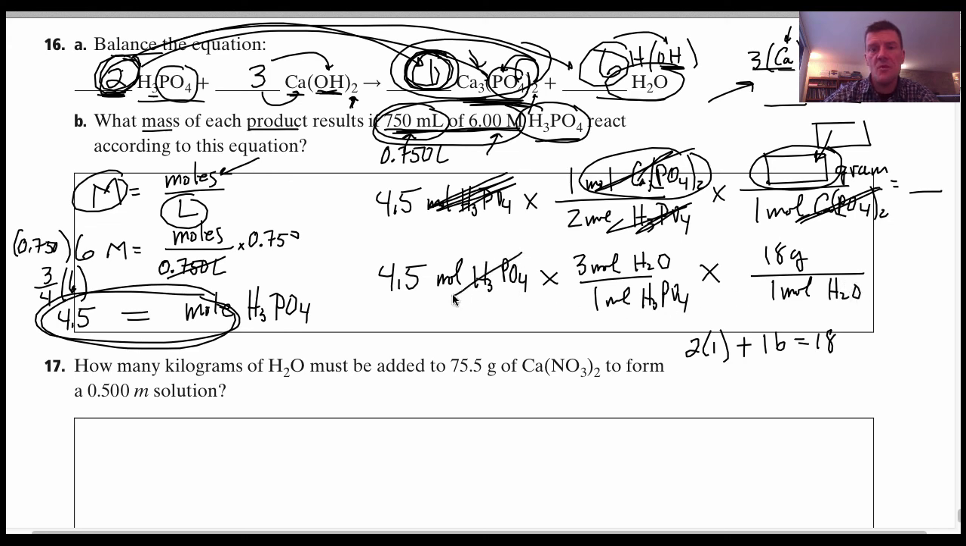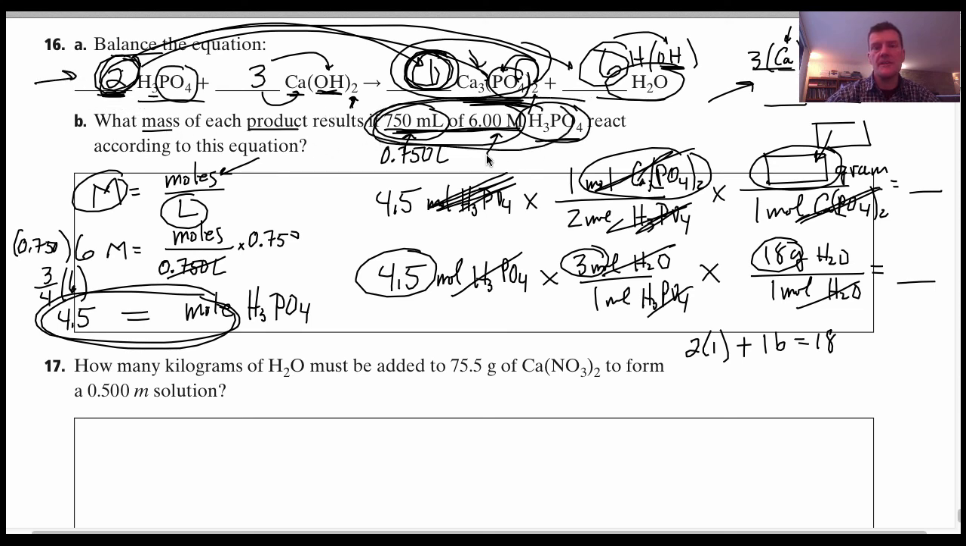So we went from moles of phosphoric acid to moles of water, then moles of water to mass of grams of water. Okay? So you'll take 4.5 times 3 times 18, and that is the mass of water that is produced in this reaction. Okay? That's a nice problem because it gives you a nice review of balancing equation and some stoichiometry as well as working with molarity there. Okay?